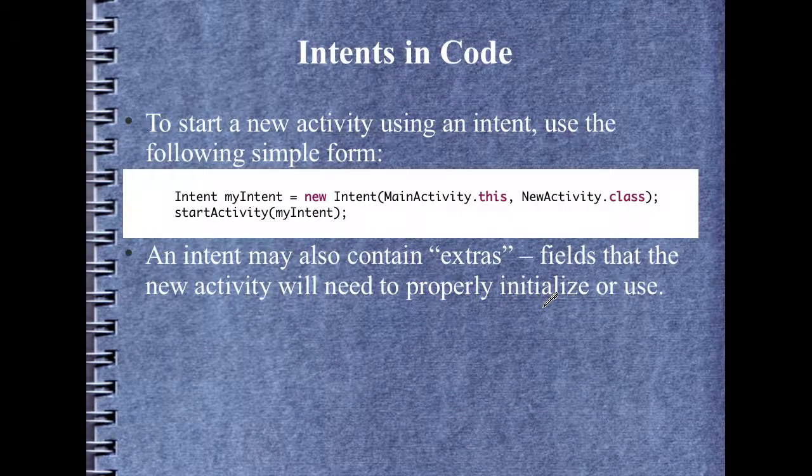Intents sound a little formidable, but actually they're very simple. To start a new activity using an intent, use the following form. So we declare an intent, and here we're declaring an object called myIntent that is of type Intent. We say new Intent, and we have the intent constructor, and Intent has many forms of constructor, but the simplest one is the activity we are coming from and the activity we are going to. And then we call startActivity with the new intent, and that will actually start the activity and display it.